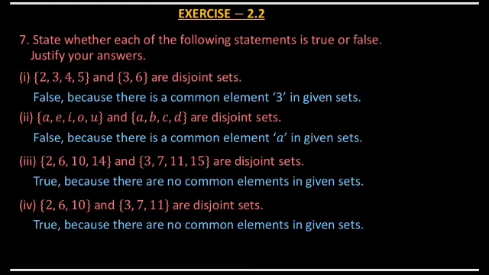Next question, the set of 2, 6, 10, 14 and the set of 3, 7, 11, 15 are disjoint sets. Is this statement true or false? True, because if you observe the two sets there are no common elements. So because there are no common elements in the given sets, these sets are called disjoint sets.